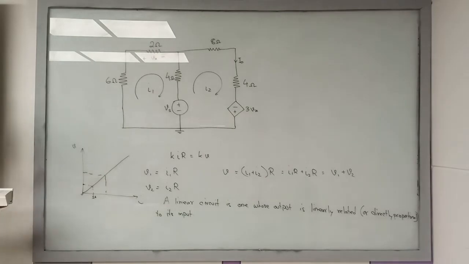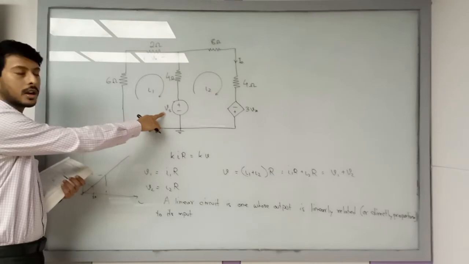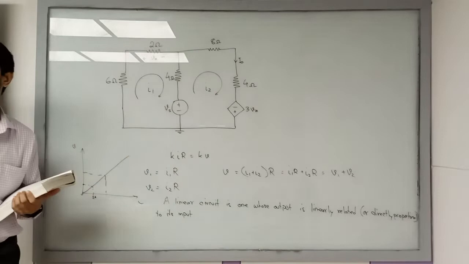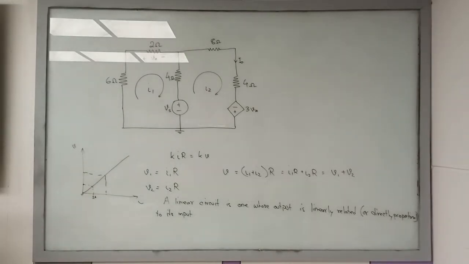This is the problem given in the book, and you are told to find the current I naught flowing through the 4 ohm resistor. The supply voltage is given to be 12 volts. So you have to find this I naught when the voltage is 12 volts. Also, they told us to find the current I naught for 24 volts as well. There are two problems in one example problem.